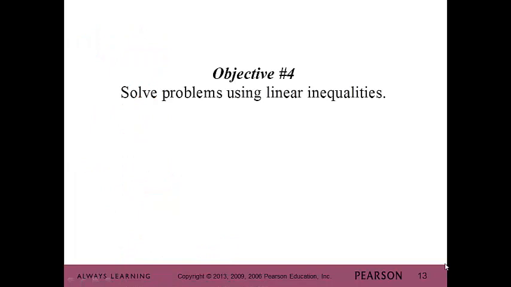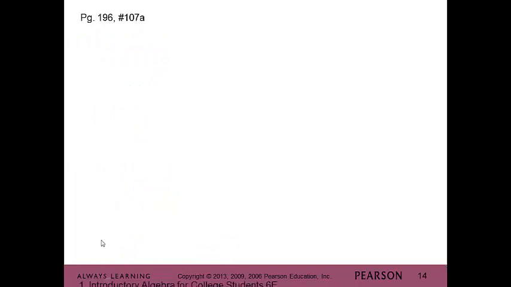Objective 4 is to solve problems using linear inequalities. So in our books on page 196, problem 107, part A, it says on 2 exams you have grades of 86 and 88. There is an optional final exam which counts as 1 grade. You decide to take the final in order to get a course grade of an A, meaning a final average of at least 90.